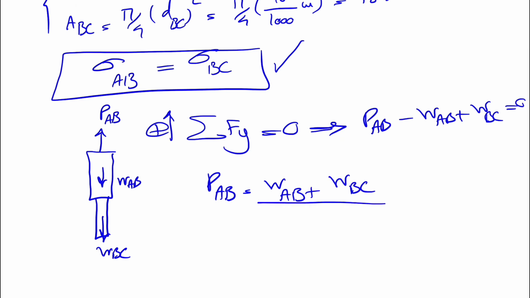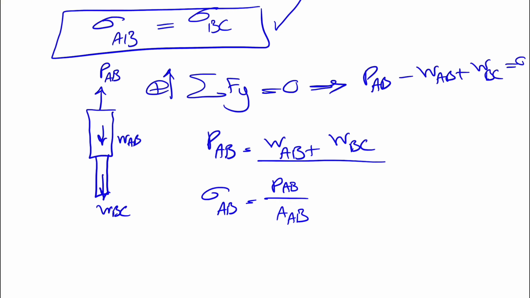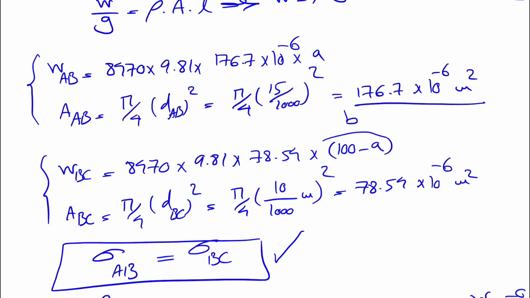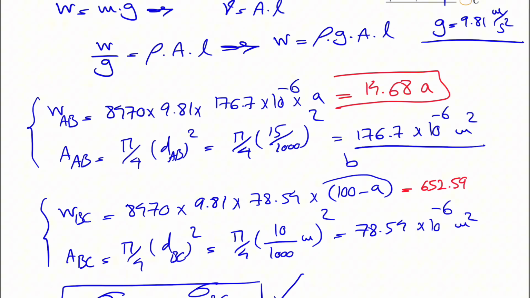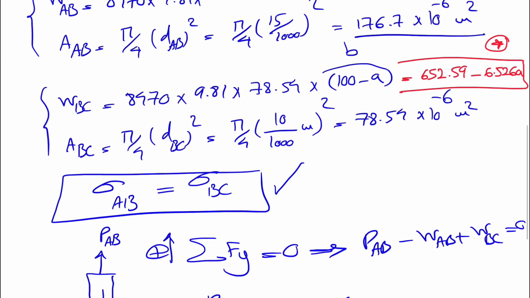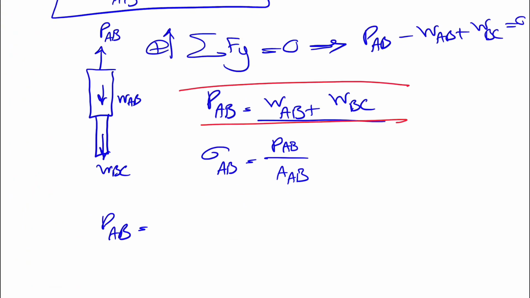So we already found these two, and as long as we have PAB, we know that the normal stress in AB would be basically PAB divided by A. And so all of these are known. We just have to figure out the PAB, which would be simply WAB plus WBC. So from here, if we calculate this amount for WAB, we get 14.68 times A. And for this part, if we find the WBC, what we're gonna get is 652.59 minus 6.526A. Now we just have to plug those two in to find our PAB, which was WAB plus WBC.